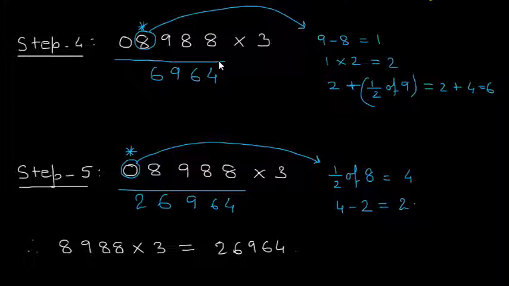Half of 8, its right hand neighbor, is half of 8, that is 4, and 4 minus 2, to find out the extreme left number, is subtracted by 2. So we get 8988 multiplied by 3 is equal to 26964. A simple calculation.